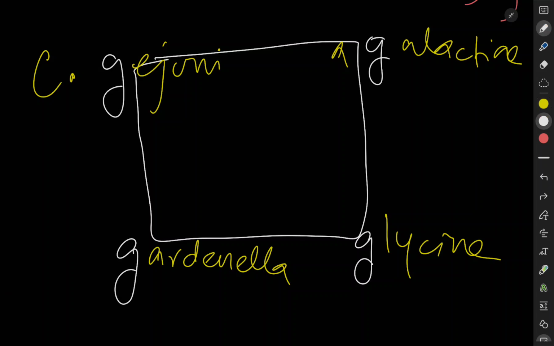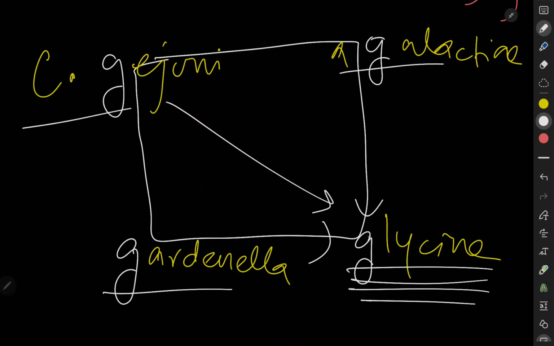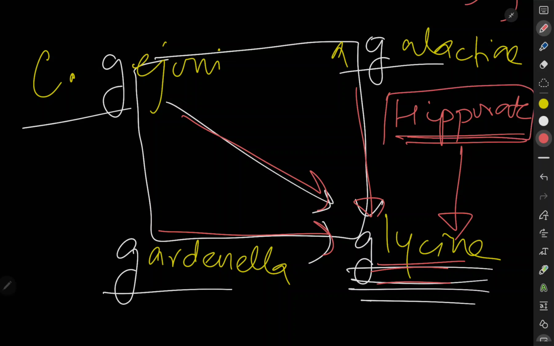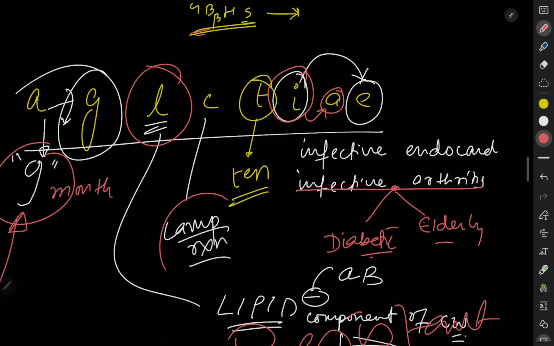Anyway, so point is that all these three can form glycine if they are given hippurate. So in simple words, hippurate can be converted into glycine by these three bacteria. So if they ask me which bacteria shows the hippurate reduction test, I will say not only S. agalactiae, our topic for the day, but also Gardnerella and C. jejuni. This was the third G. What else is left? Oh, CAMP. Nothing much actually.